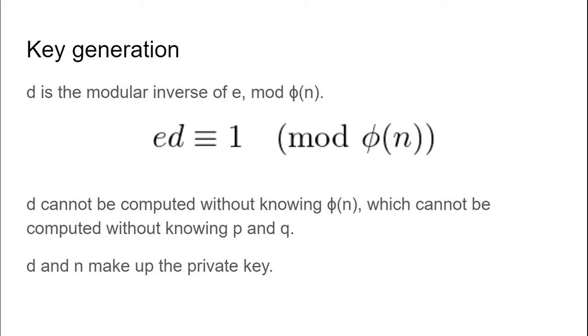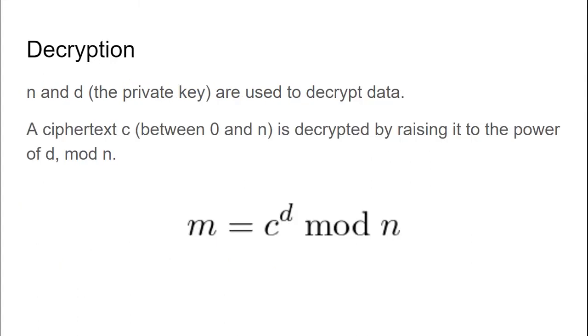d is the modular inverse of e, mod the totient of n, which means that e times d is equivalent to 1, modulo the totient of n. So now d and n make up the private key. To decrypt a ciphertext c using the private key, you raise c to the power of d, and then you do mod n. And that will give you back your original message, m, which was used to generate the ciphertext.